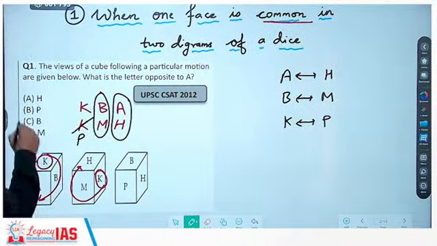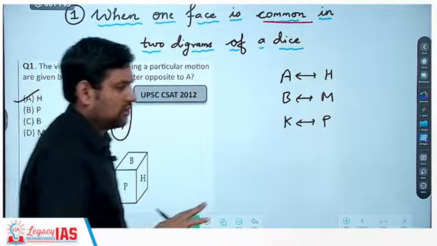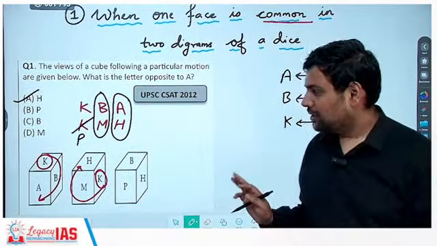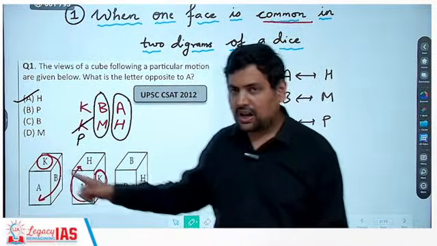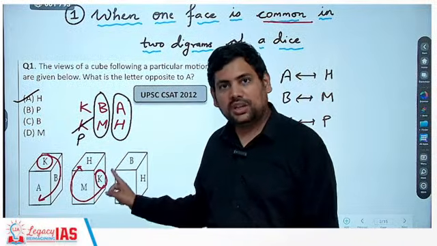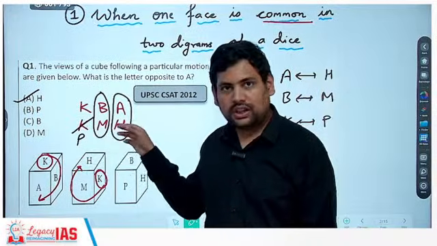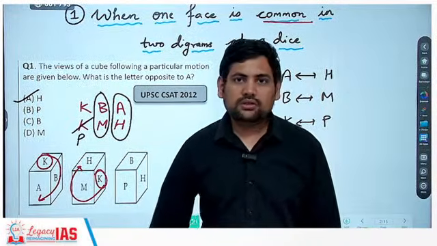So the letter opposite to A becomes what? A is opposite to H. Simple. What is the process? You first mark the common element, then from the common element write everything in clockwise order. Correspondingly they become opposite to each other.